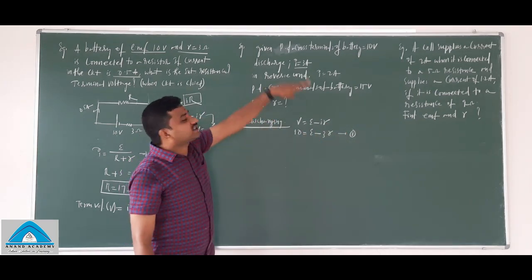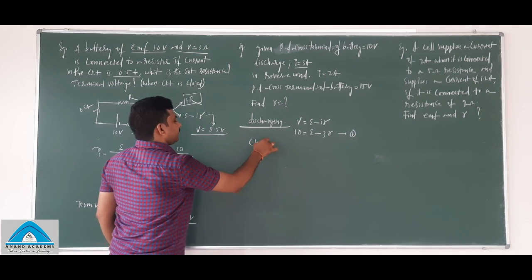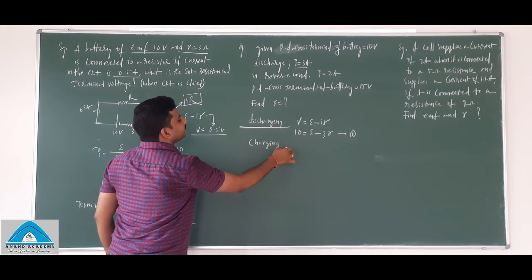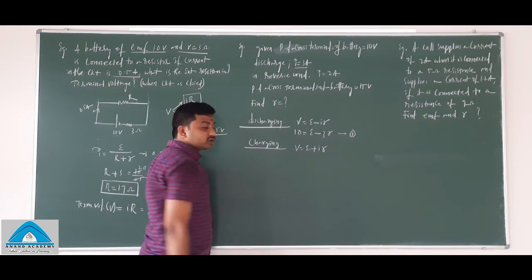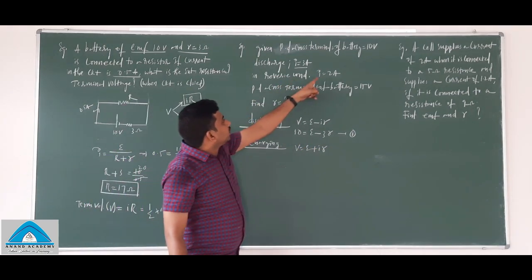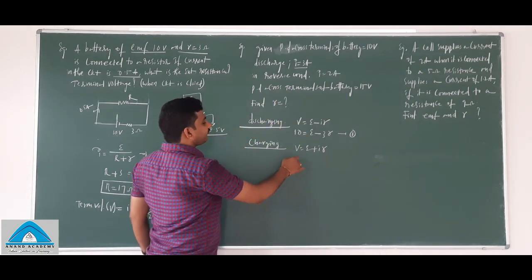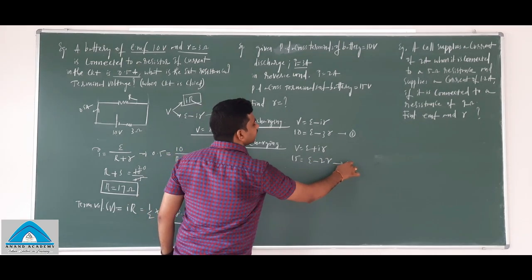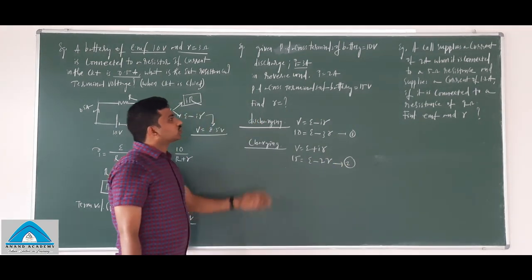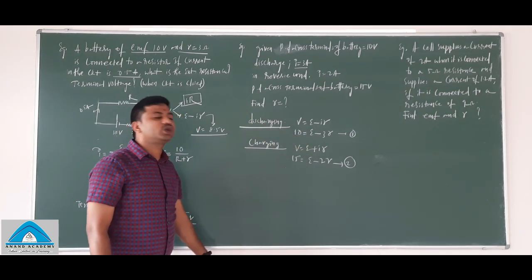Now, the reverse condition is charging. In reverse condition, V is equal to E plus IR, right? So that's the charging condition. So current is 2 ampere and the terminal voltage is 15. So 15 is equal to epsilon plus 2R. It's equation number 2 here. So the question is to find internal resistance. Let's solve these two equations, right?